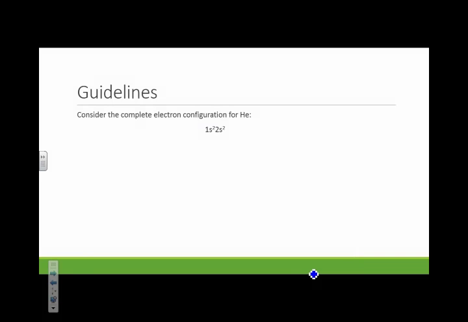So if we want to do an electron configuration, there are some guidelines that help us know how to do it. Let's consider the complete electron configuration. Notice I say complete here. That's versus something called the noble gas shortcut, which we'll talk about before the end of the video. So the fact that we're asking for complete means we're not asking for that. This shows me 1s2, 2s2, and supposedly that's the electron configuration for helium.